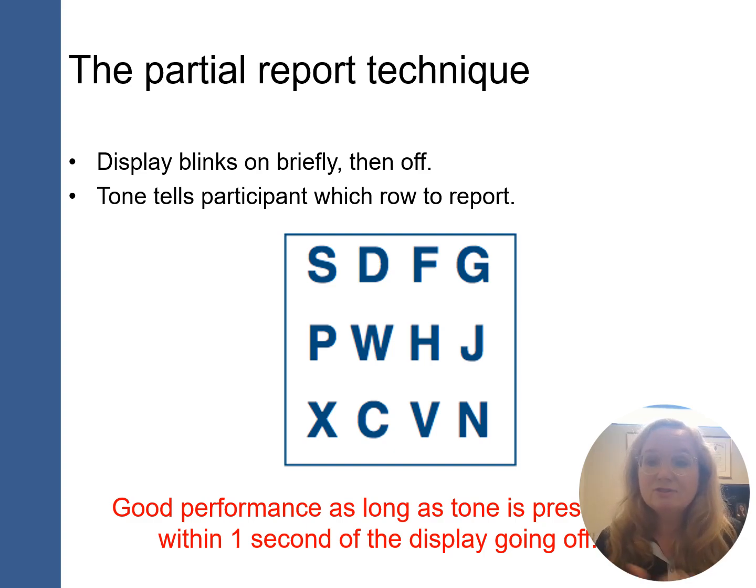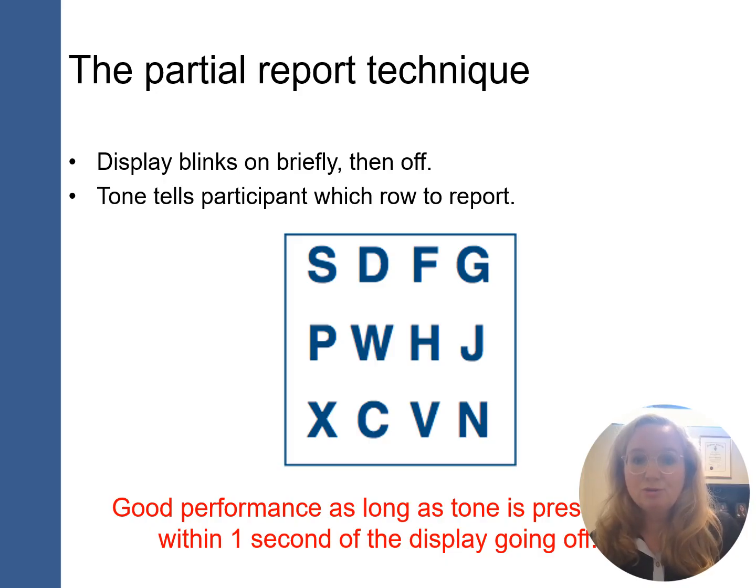And then immediately after the display is gone, a tone sounds that tells the subject which row to report the letters. So the display is gone, but the tone sounds. If they hear a high-pitched tone, like a beep, then they report the top row. If it's a medium-pitched tone, beep, then they report the middle row, and if it's a really low-pitched tone, like beep, then you do the bottom row.